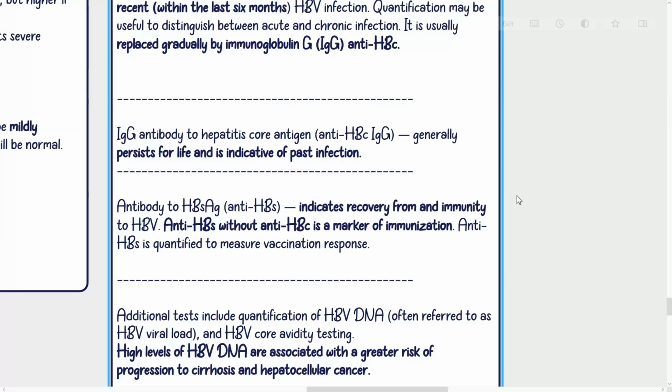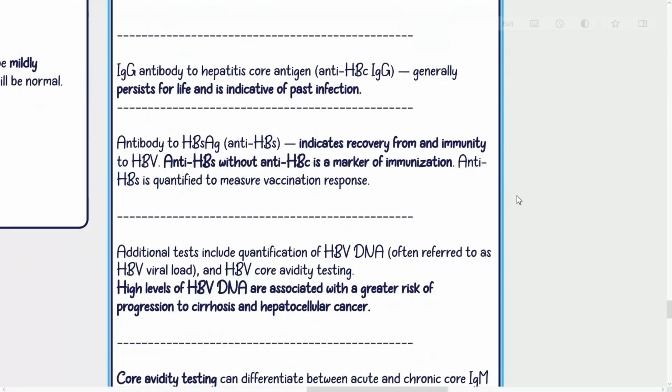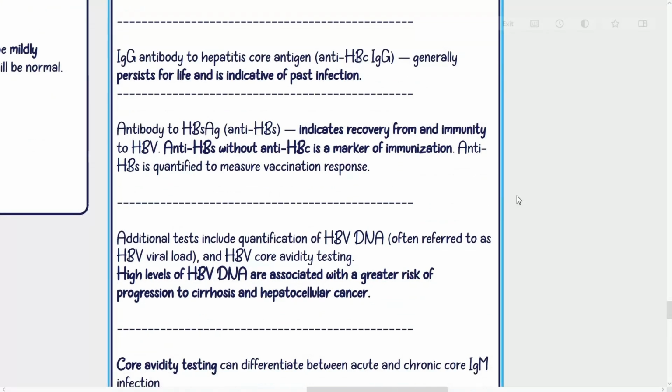Antibody to HBsAg, anti-HBs, indicates recovery from and immunity to HBV. Anti-HBs without anti-HBc is a marker of immunization. Anti-HBs is quantified to measure vaccination response.